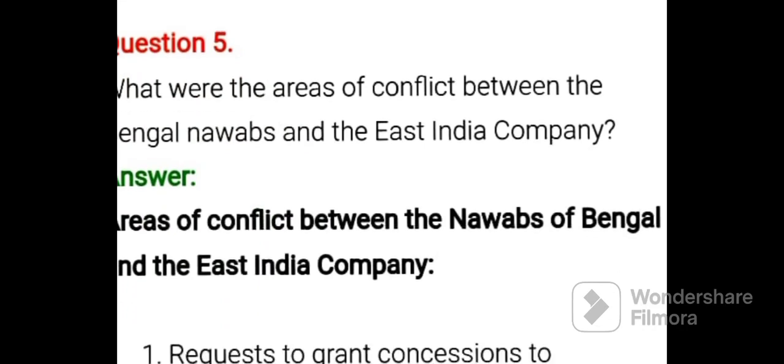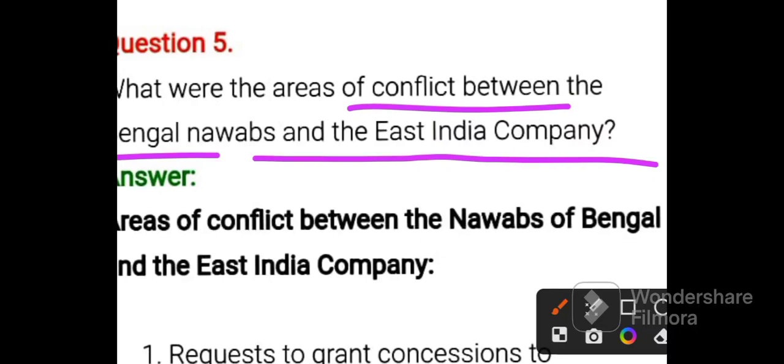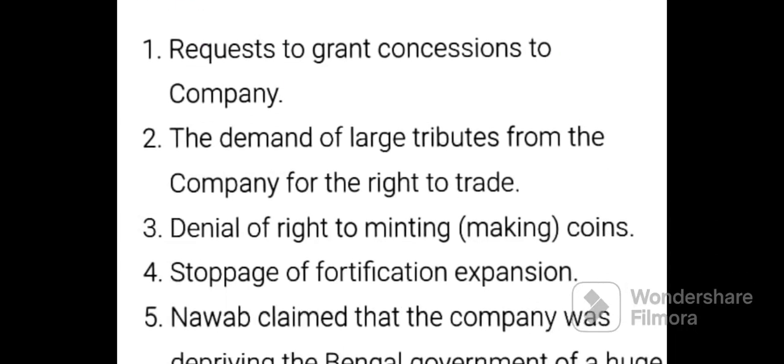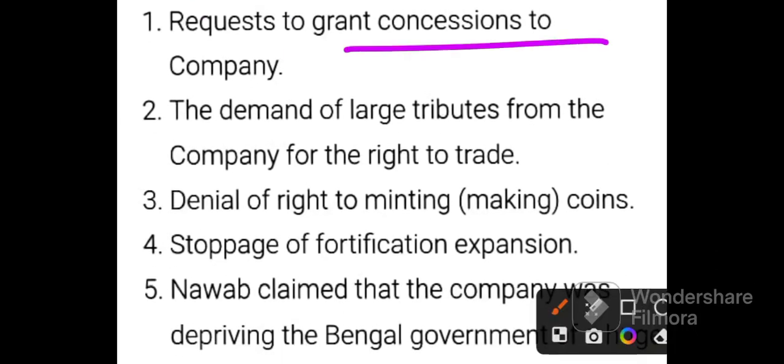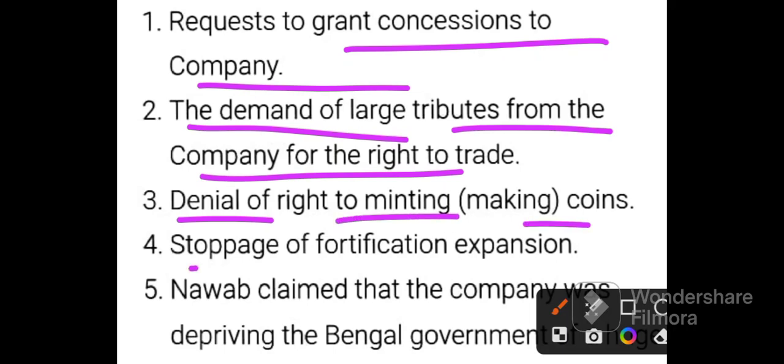Question 5. What were the areas of conflict between the Bengal Nawabs and the East India Company? So, the areas of conflict between the Nawabs of Bengal and the East India Company. First, requests to grant concessions to the company. Second, the demand for large tributes from the company for the right to trade. Third, the denial of the right to mint coins.